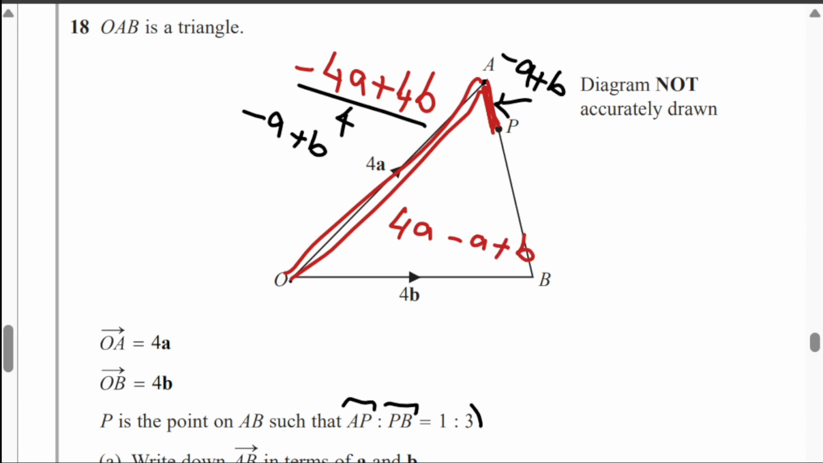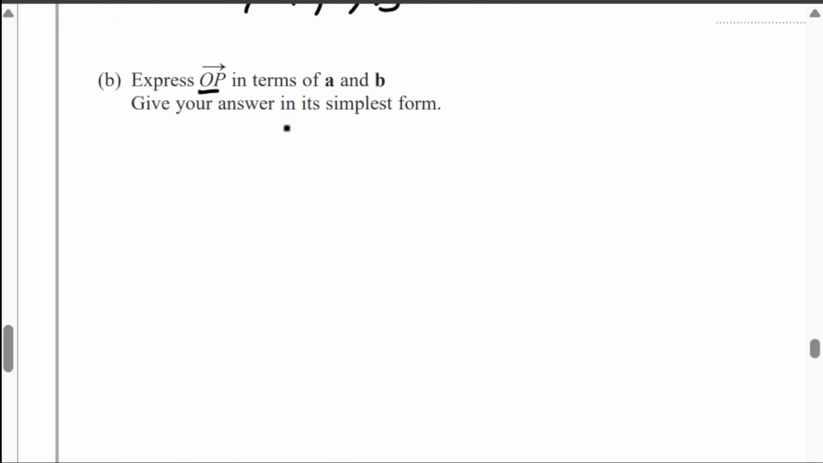Now let's make it simple. 4A minus A is 3A plus B. And that's it. You see how easy vectors are. It's not that difficult.